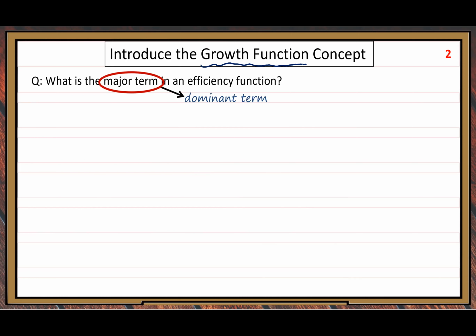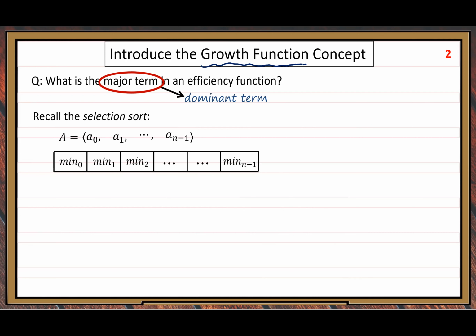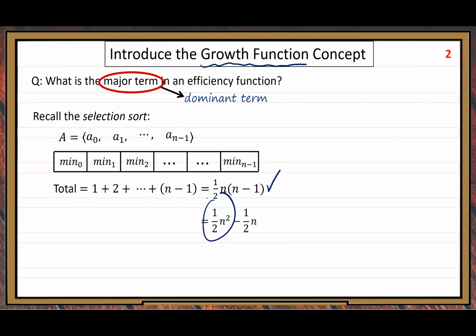The major term, we used the term dominant term before, or leading term, right? I remember Sarah used that first in this class. When we look at polynomials, we have a leading term. Recall the selection sort, where we sort the array in this special way. This is the efficiency function. If we expand it, we have two terms: the first term, 1/2 n squared, and the second term, minus 1/2 n. We consider the leading term, that is the dominant term.